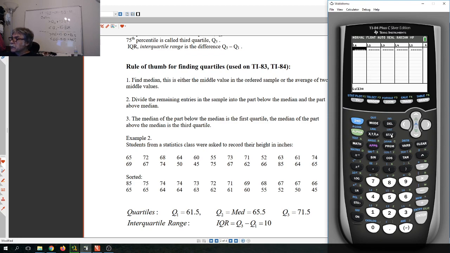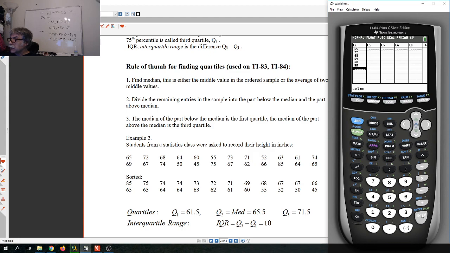All of my lists are clear, so I'm going to have to put the data that I just have here. So you press statistic button, which will give you the three options: edit, calculate, and test. You will use the edit option to put the things in the memory of the calculator. So I have 65, 72, 68, 64, 60.